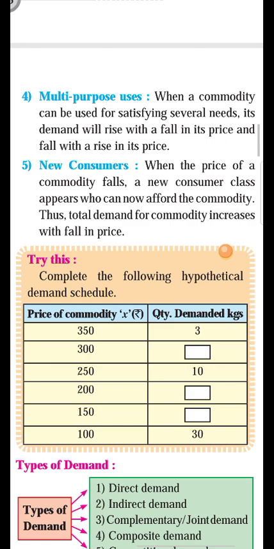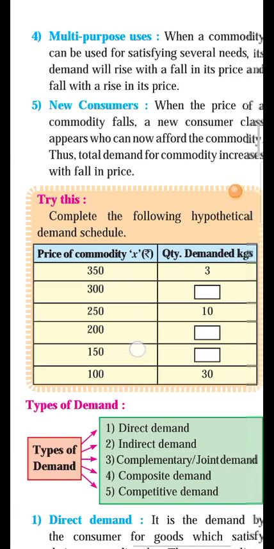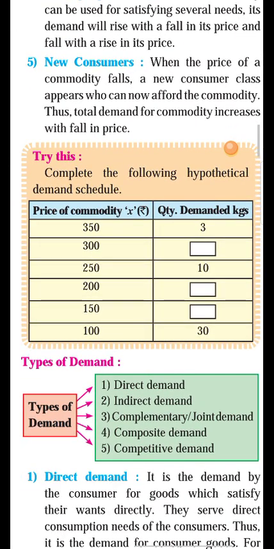So these are the reasons that the demand curve slopes downward from left to right. After that we will try to fill this table. This table is a hypothetical table. Hypothetical means, see, 3 boxes are empty in this table, and there are 2 columns. One column is the price of the commodity and the second column is quantity demanded.